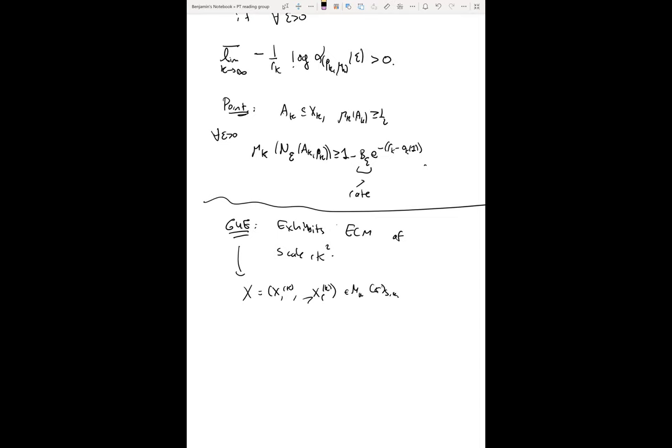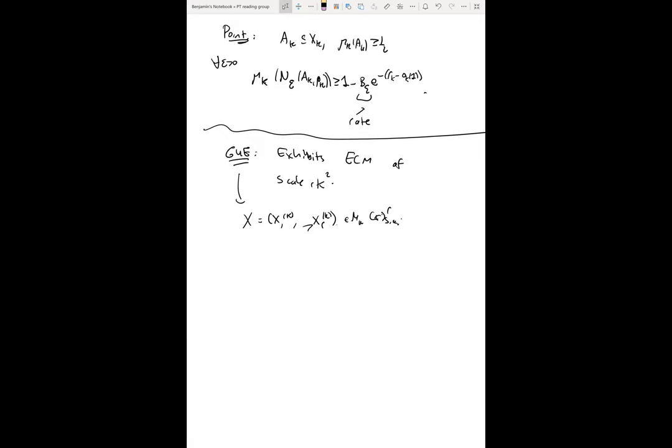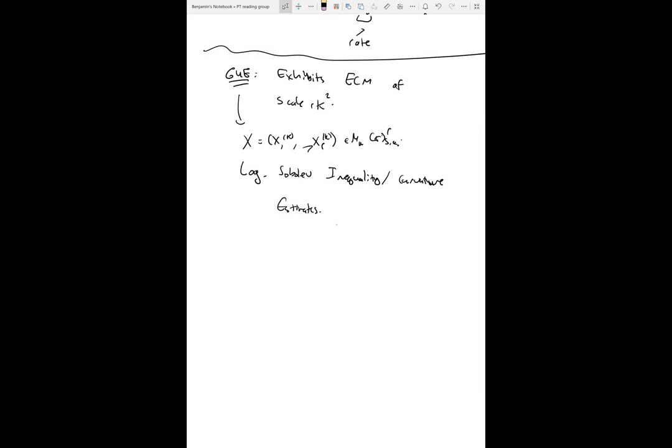Exhibits exponential concentration of measure of scale RK squared. And that very much has to do with the fact that self-adjoint matrices are a vector space of dimension K squared. This is a relatively classical fact. There are references in the paper about who you can see that it follows from. I don't want to get too much into the weeds on that. The important thing here is you can prove it via a log Sobolev inequality. There are curvature estimates that get it to you. There's lots of ways now to see this. It's frequently used in random matrix theory anyway, so it's not surprising that it's used. It's maybe surprising how it's used.